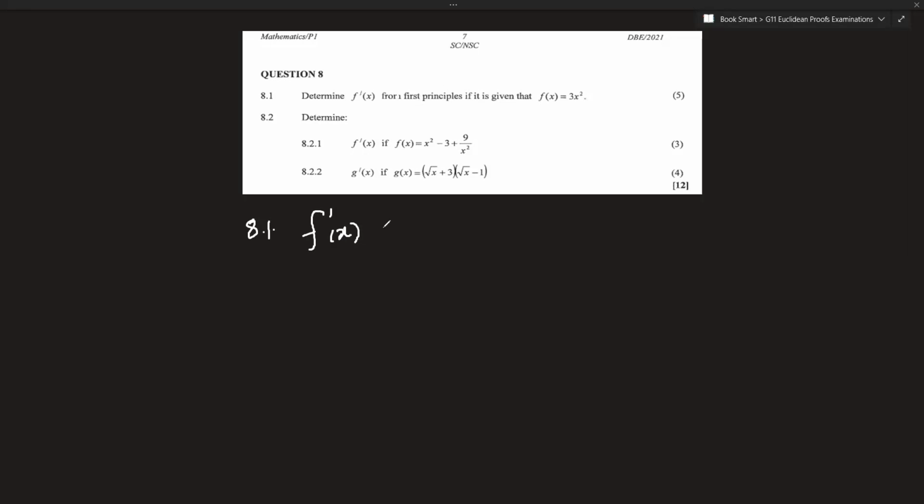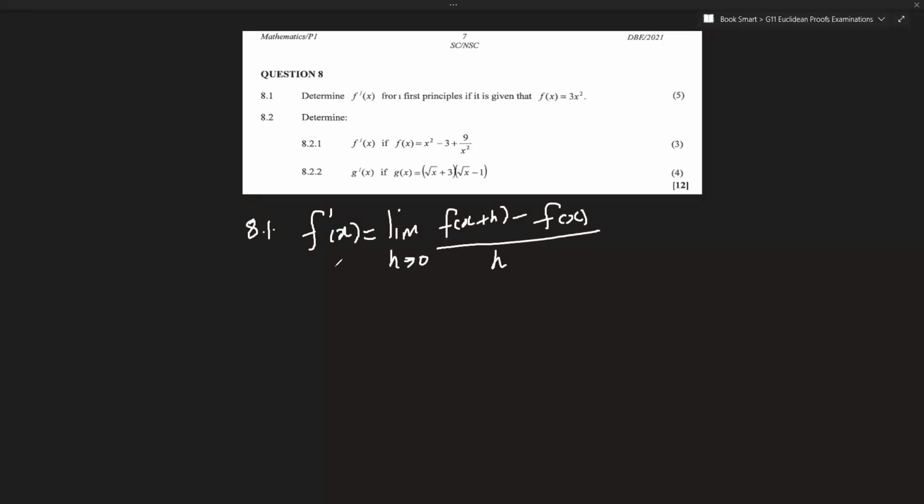Remember, when I see first principles, I'm thinking of this formula. Limit h approaches 0, f of x plus h minus f of x all over h. And ladies and gentlemen, this formula is always given in the formula sheet, right? But I always advise you to know all the formulas off by heart, because if you know the formula, chances are high that you'll know how to use it. Does it make sense? So learn them off by heart.